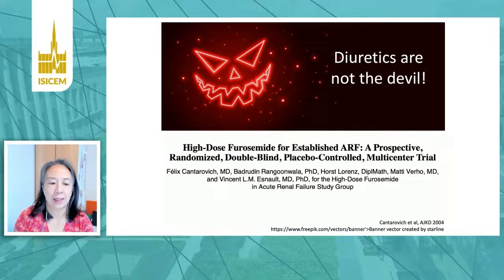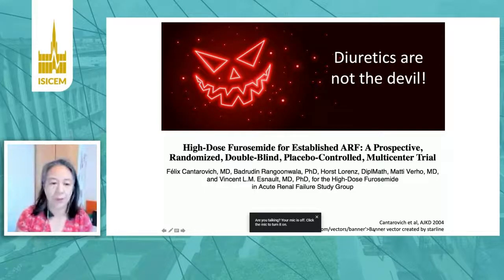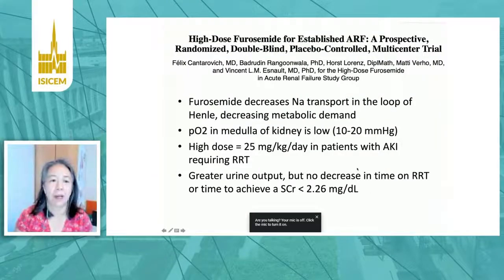First, this is a clinical trial of high-dose furosemide performed in patients with established acute renal failure, now almost 20 years old. The rationale for the use of furosemide in patients with acute renal failure is that furosemide decreases sodium transport in the loop of Henle, which decreases metabolic demand. The metabolic demand of the kidney is already very high, as we know. The oxygen tension in the medulla of the kidney under normal conditions is only 10 to 20 millimeters of mercury, so this will fall even further under pathologic conditions.